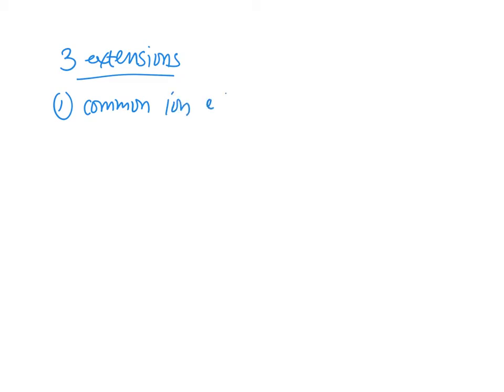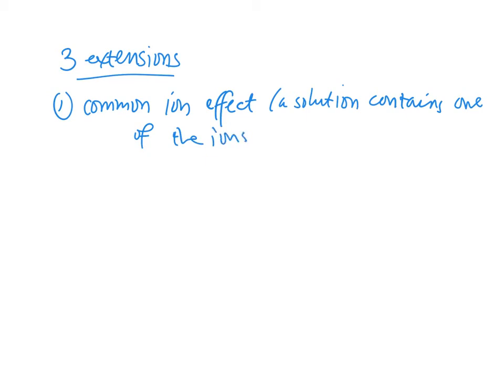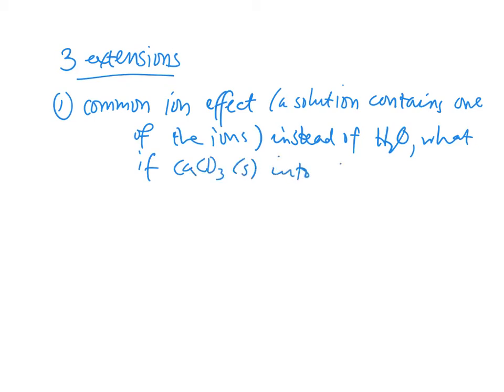So what if we have something where a solution isn't just water, but contains one of the ions that we're talking about? In other words, instead of pure water, what if we tried to dissolve the CaCO3 solid into a solution of calcium chloride? So one that already contained calcium 2+ ions. How would that affect things?